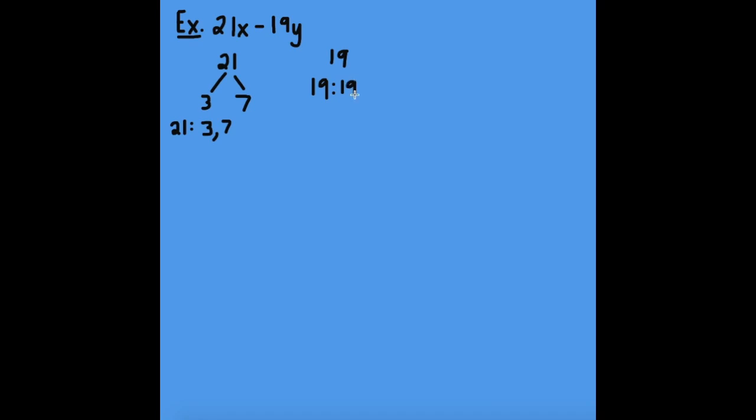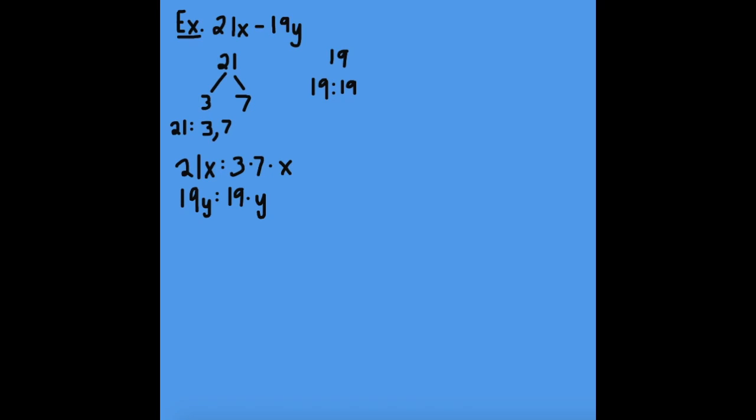Now, we have to separate 21x and negative 19y into the factors that make them up and the variables they have. Since the prime factors of 21 are 3 and 7, 21x equals 3 times 7 times x. Since the prime factors of 19 are 19, 19y can be broken down to 19 times y. Now let's see what these two have in common. They have nothing in common. They have different numbers and different variables.